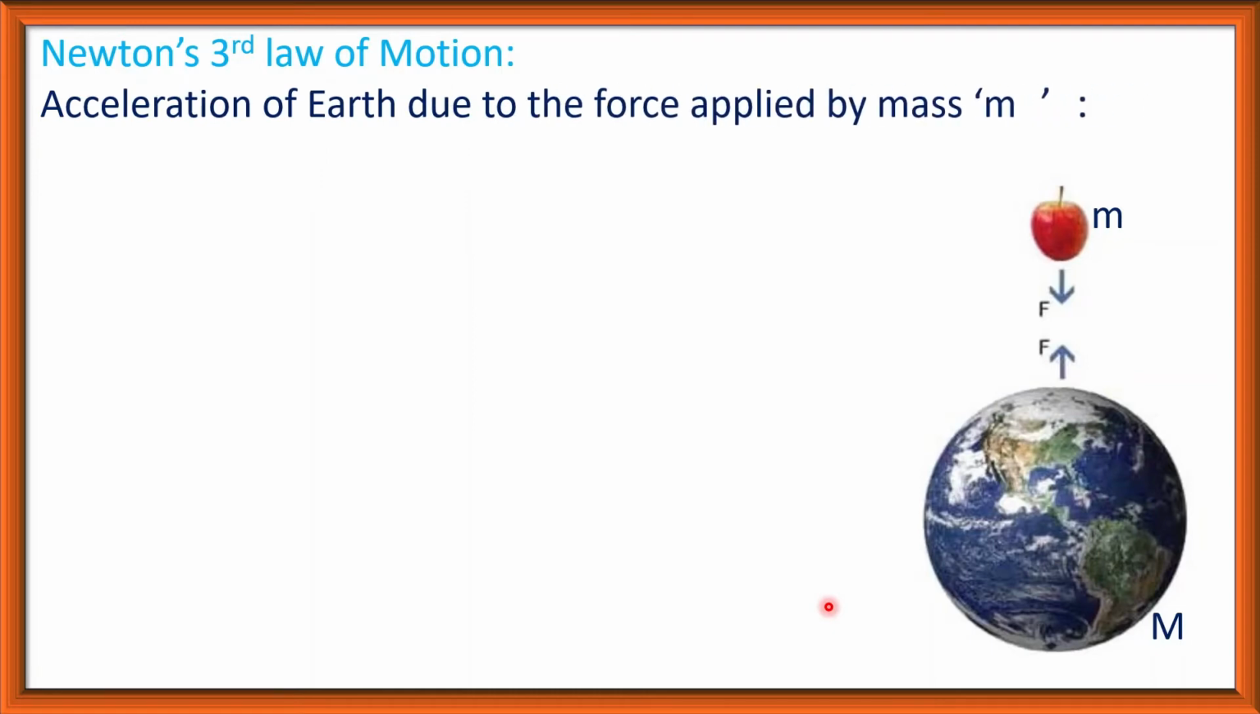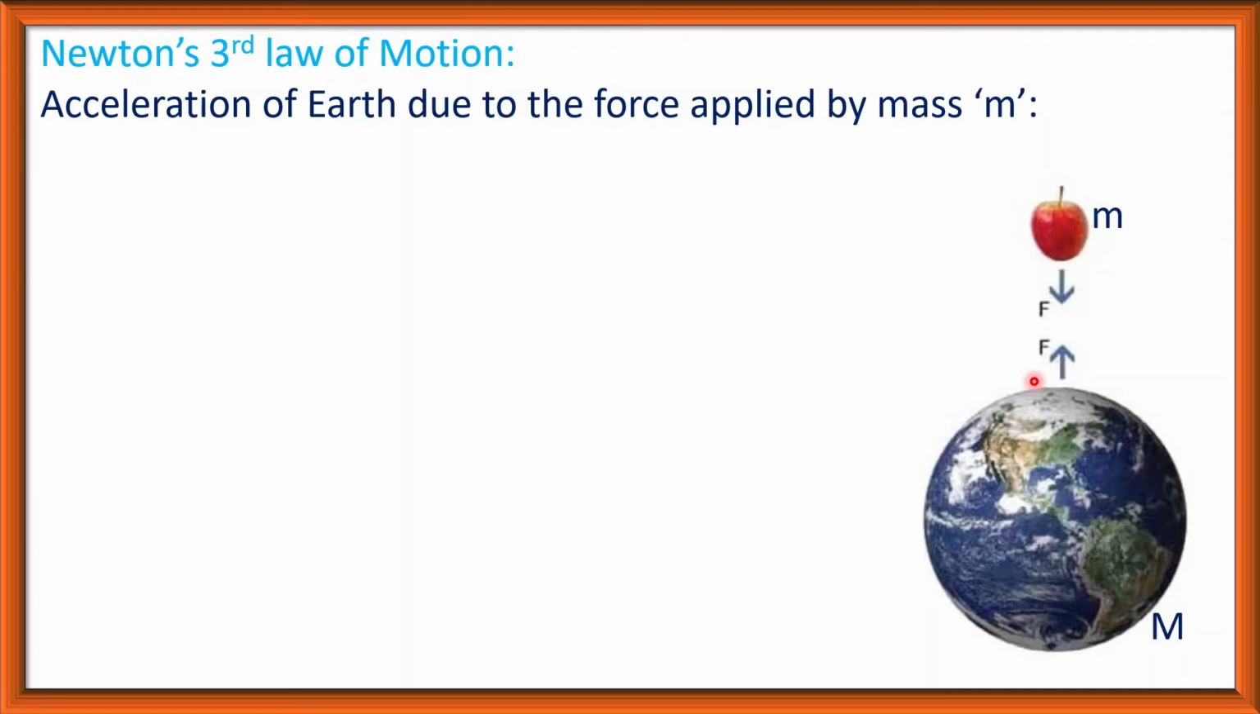Acceleration of earth due to the force applied by mass m. We know there is a gravitational force between earth and apple. Earth attracts the apple towards the earth by the force F, and also apple attracts the earth towards the apple by the force F. Now we know the acceleration of apple will be g. This is the acceleration due to gravity.